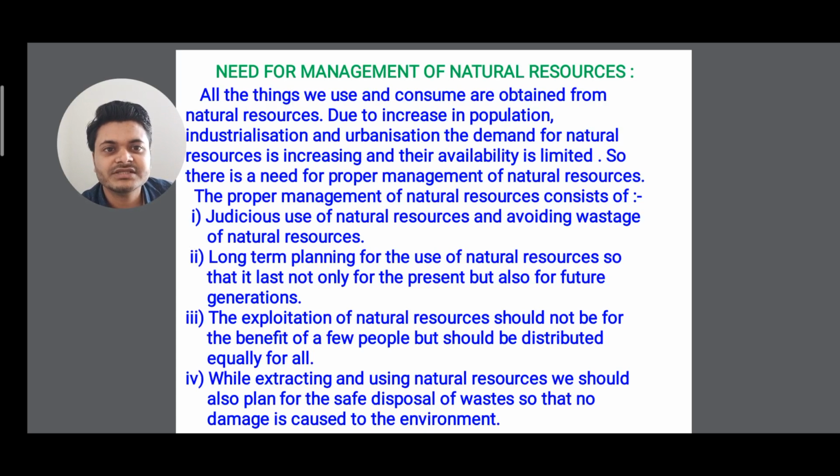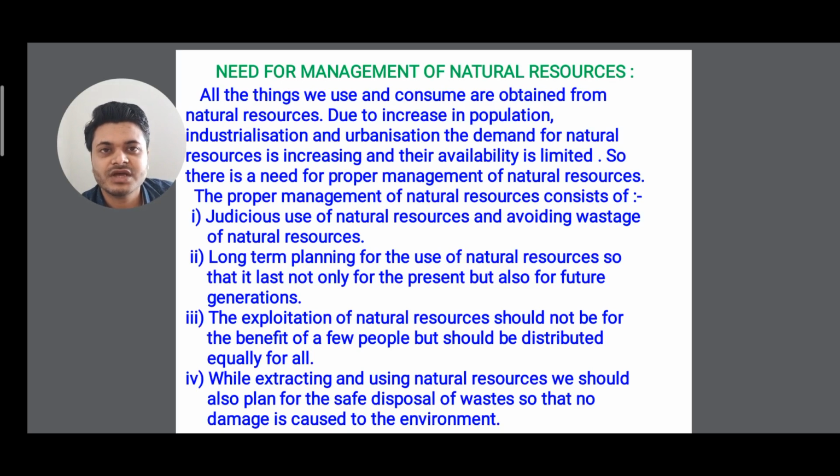And the fourth point is, while extracting and using natural resources, we should also plan for the safe disposal of waste so that no damage is caused to the environment. So when we are using natural resources, a safe disposal method has to be followed. Overuse of natural resources should not be done. So these are the four points.